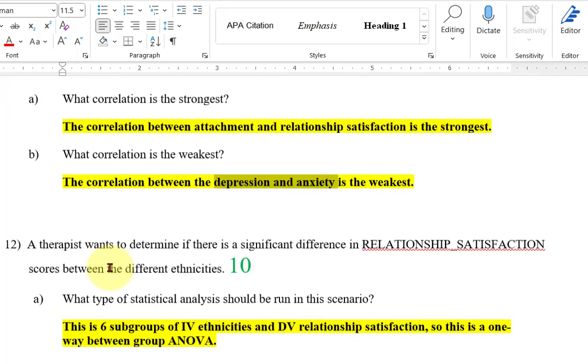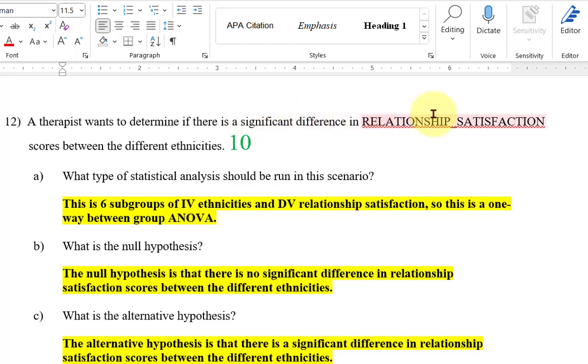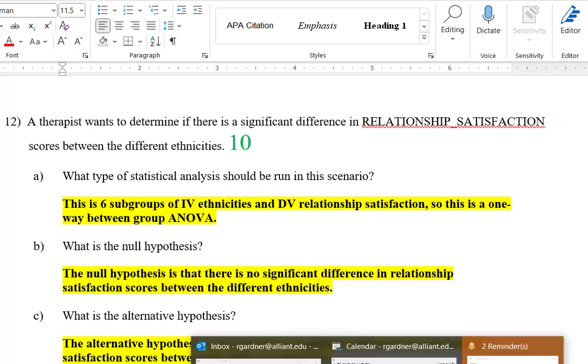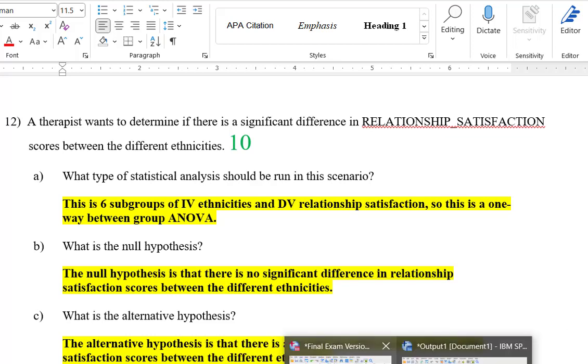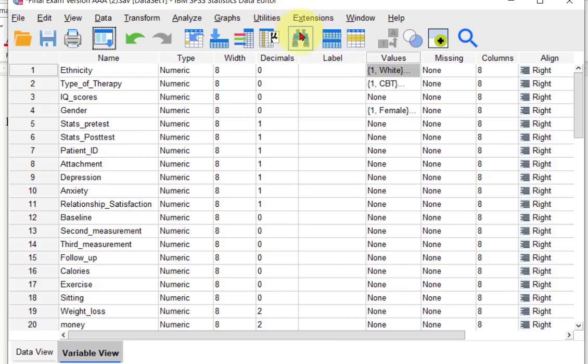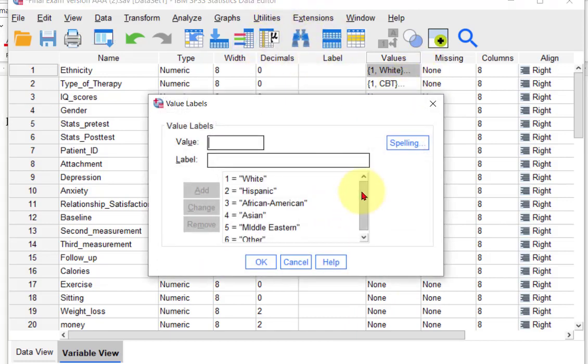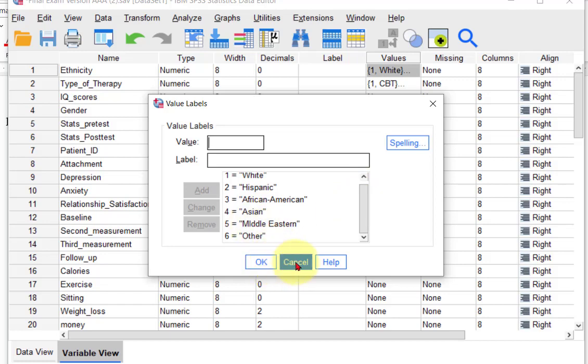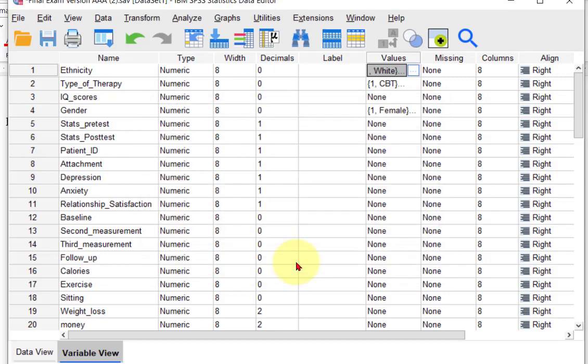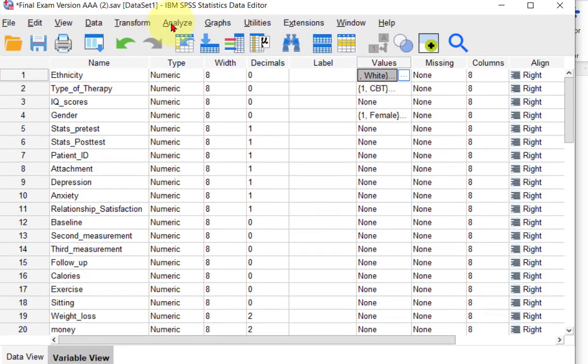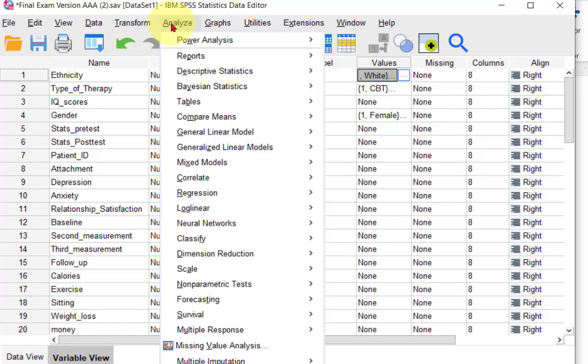Number 12, is there a significant difference in relationship satisfaction scores between the different ethnicities? So you're looking for difference between group means. You can't use a t-test because ethnicity has more than 2 groups. It has 6 groups. So we're going to have to use the grandson of the t-test, looking for group differences, and that is a one-way between group ANOVA.